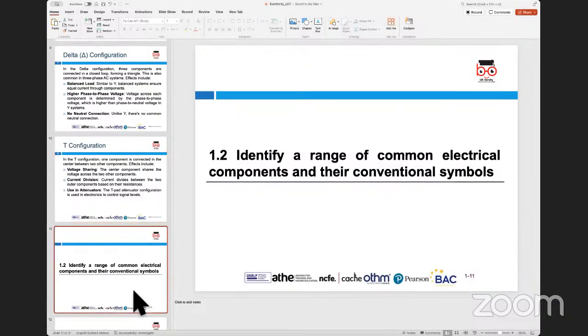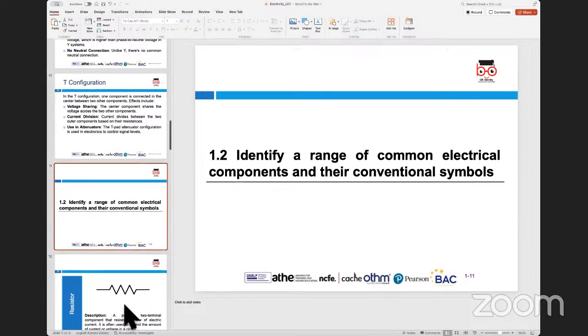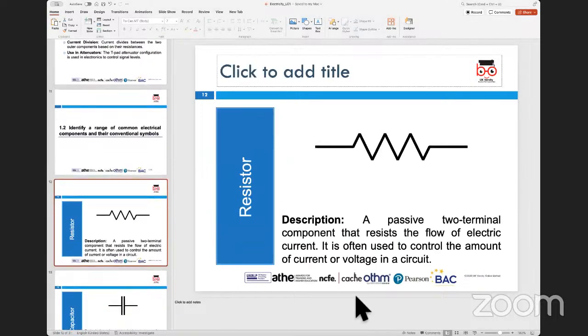Now, the second part that we look at is primarily talking about assessment criteria, which is identifying the range of components and conventional symbols that could be used when we talk about electricity. When we talk about electrical engineering, understanding various types of components and their conventional symbols is crucial for us to be able to read and understand different types of circuits and circuit designs. So let's look at, first, what are the various components?